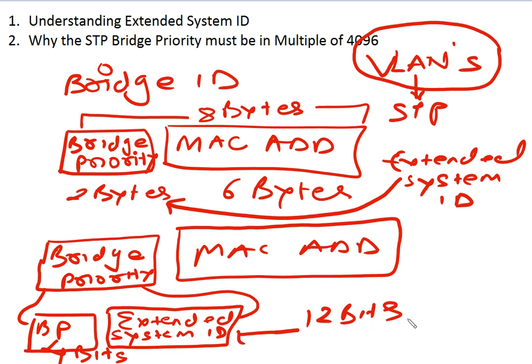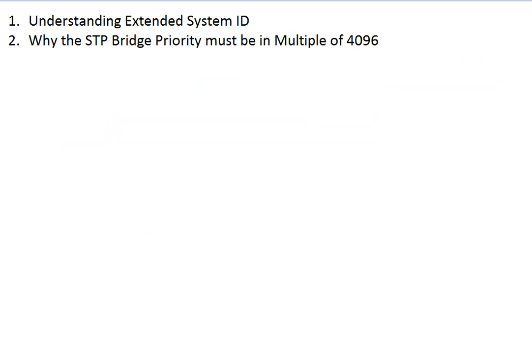So this is the logic for why you need the extended system ID: if you have multiple versions of STP running and multiple instances of VLANs running, all the individual VLANs are identified by their own IDs. Hence you needed the extended system ID. Now let me clean up the screen a bit and explain the logic behind the second question, why the STP bridge priority must be in multiples of 4096. I'm going to go back to the other section.